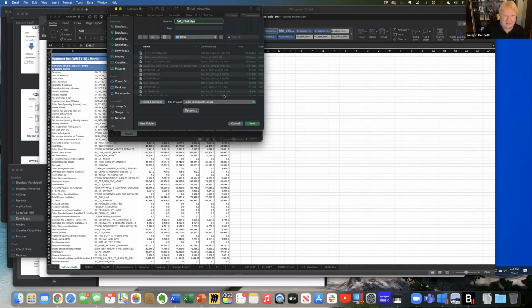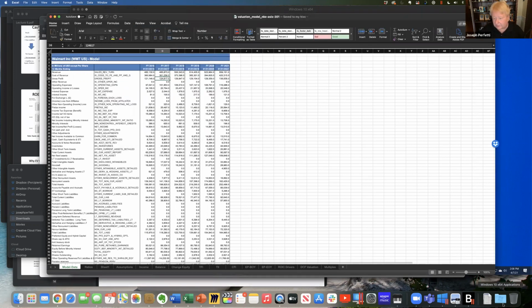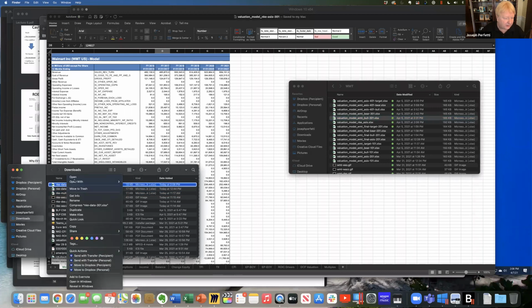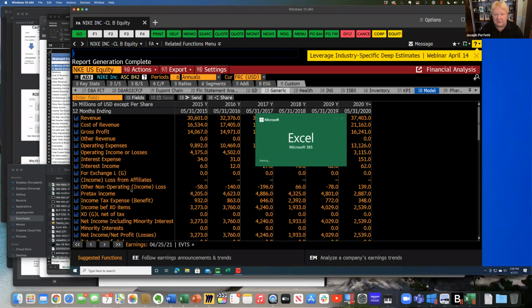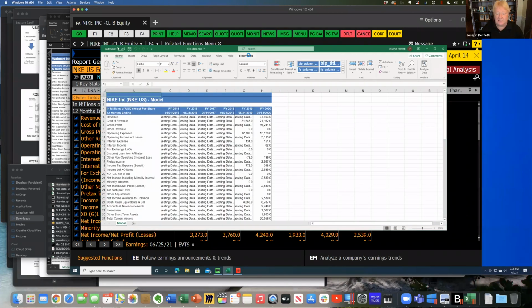So let me just save this as Nike data, in the section 301 downloads folder. If you export it to the right folder, then when you open the file with Bloomberg's Excel add-in, the file will get populated with numbers. You'll know that you have the Excel add-in because Bloomberg is listed in the Excel menu across the top.